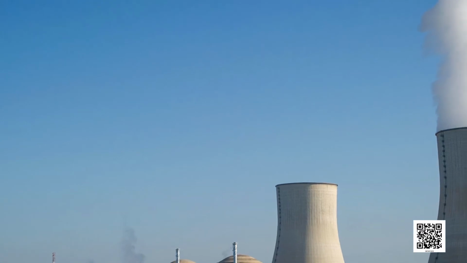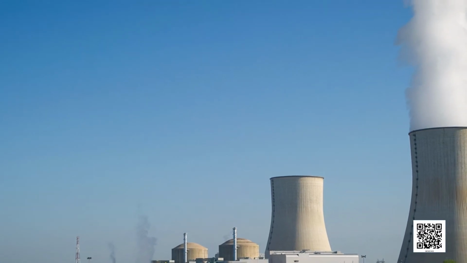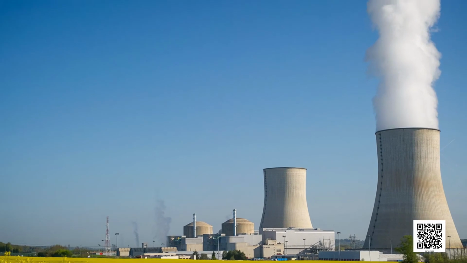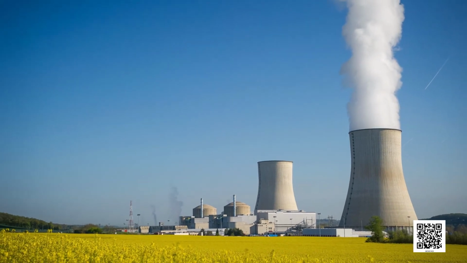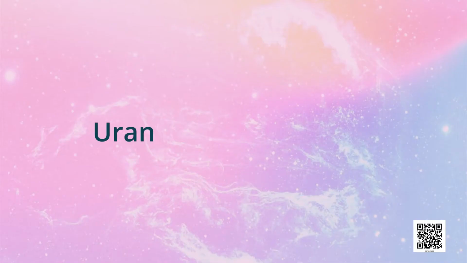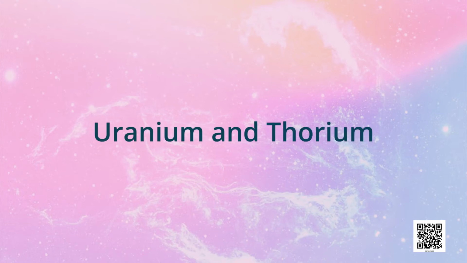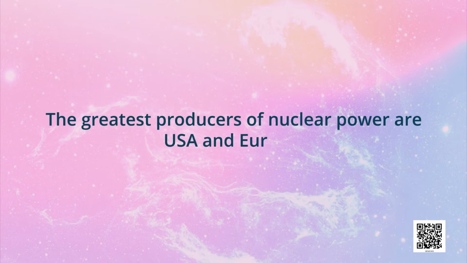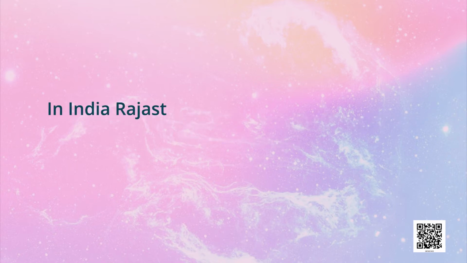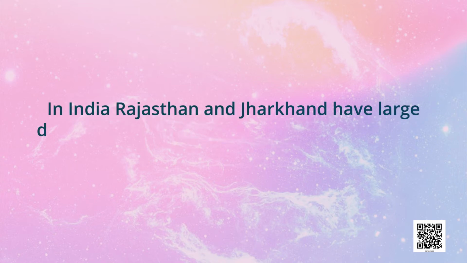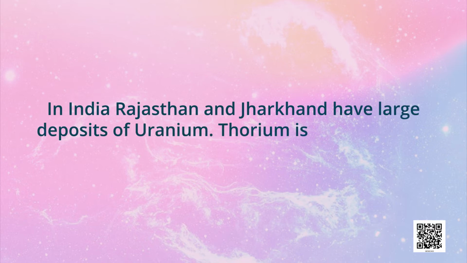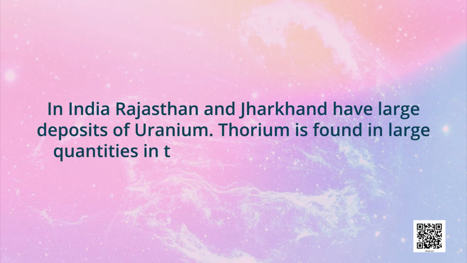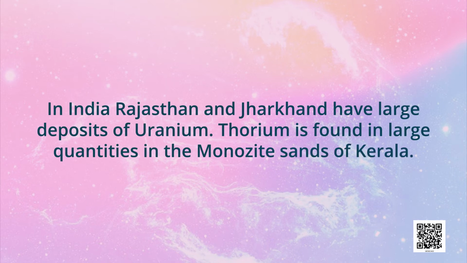Nuclear power. Nuclear power is obtained from energy stored in the nuclei of the atoms of naturally occurring radioactive elements like uranium and thorium. These fuels undergo nuclear fission in nuclear reactors and emit power. The greatest producers of nuclear power are the USA and Europe. In India, Rajasthan and Jharkhand have large deposits of uranium. Thorium is found in large quantities in the monazite sands of Kerala.